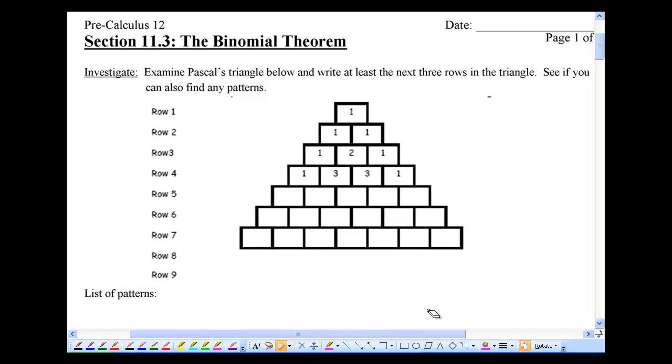Here's something called Pascal's triangle. Pascal, of course, was a famous French mathematician. You can read more about him on Wikipedia if you wish. But this is his famous triangle. And I have only given you the first 4 rows. I'm hoping that you can find the pattern and then fill in the next few rows. Okay? So take a look and see what you can do.